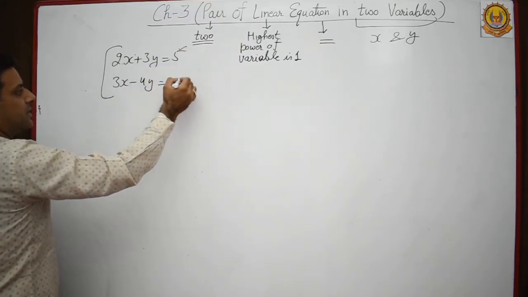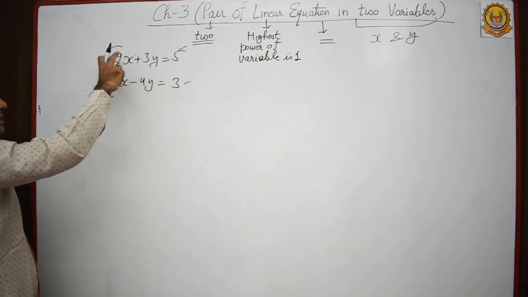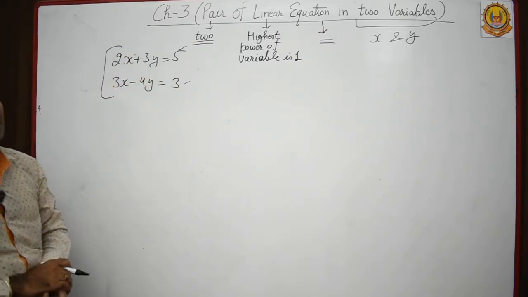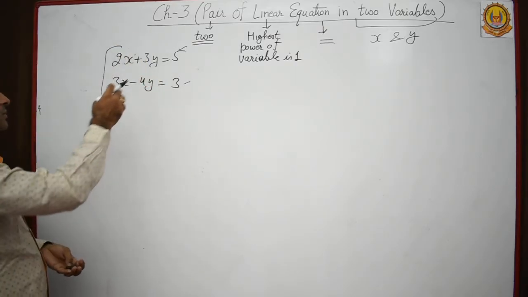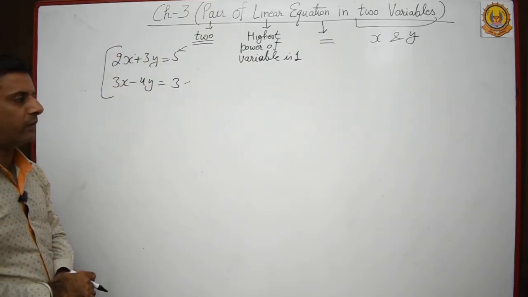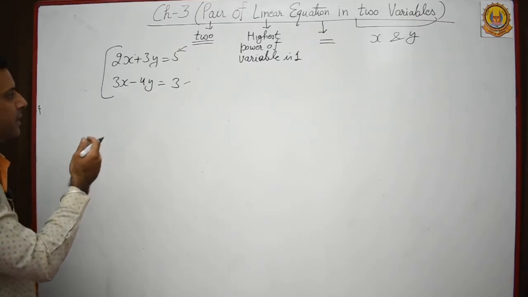This is one equation and this is the second equation, and I take both together. So this is called a pair. This is a pair of linear equations in two variables. Now this chapter is all about these pairs of linear equations in two variables. What will we study in this chapter?